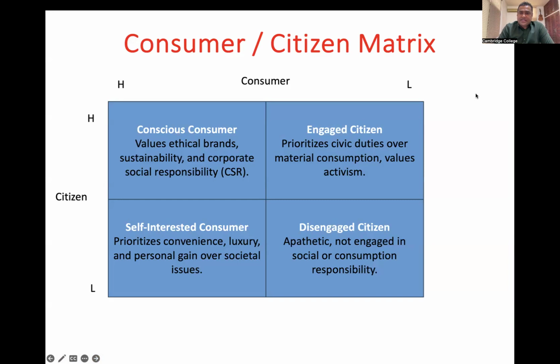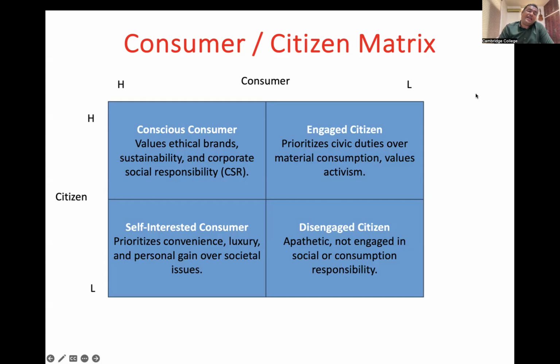Now, here the consumer citizen matrix is a theory that talks about how you and I need to know that we practice dual roles. We have a role as a consumer when we buy something. So we must be a conscious consumer, right? Or are we only a self-interested consumer? Then all of us are also citizens. Even if we don't buy, before we become a consumer, we are a citizen. So are you an engaged citizen or are you a disengaged citizen?